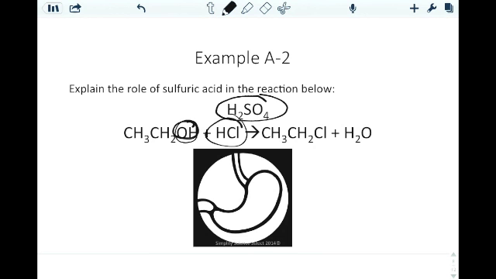That's what's happening. What we really need to know and focus on is that this guy's above the arrow. It's a catalyst. It's going to help speed up that reaction.